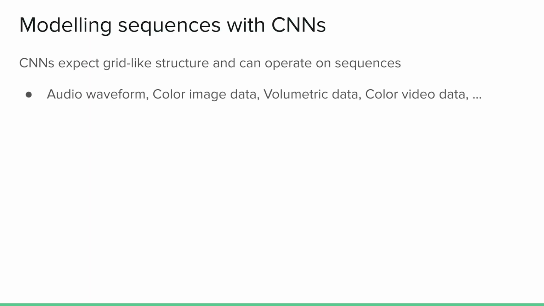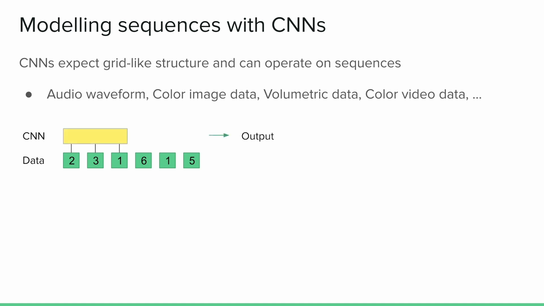Well, CNNs can operate on grid-like data structures such as images, and when you have a sequence, you can also work with convolutional networks. So you have a fixed input here, for example, with 3 inputs. All of them are fed into a convolutional layer, and then you move along the sequence and take a look at the next 3 samples, and the next, and so on, until you're at the end of your sequence. At each step you produce something with your CNN.